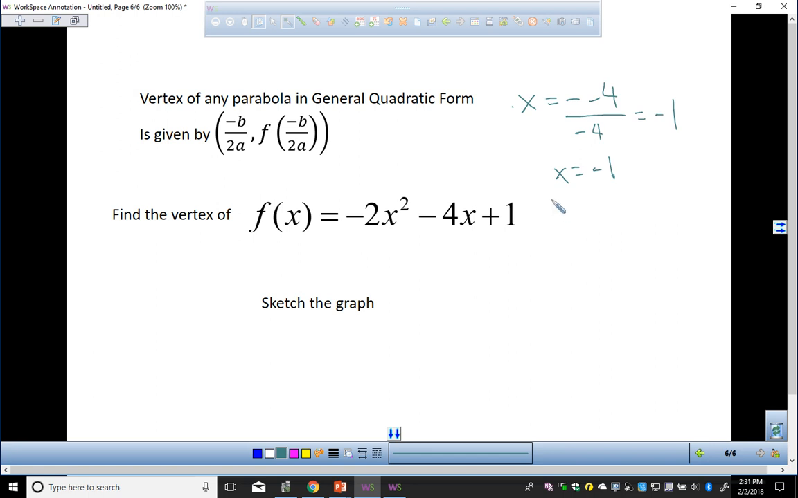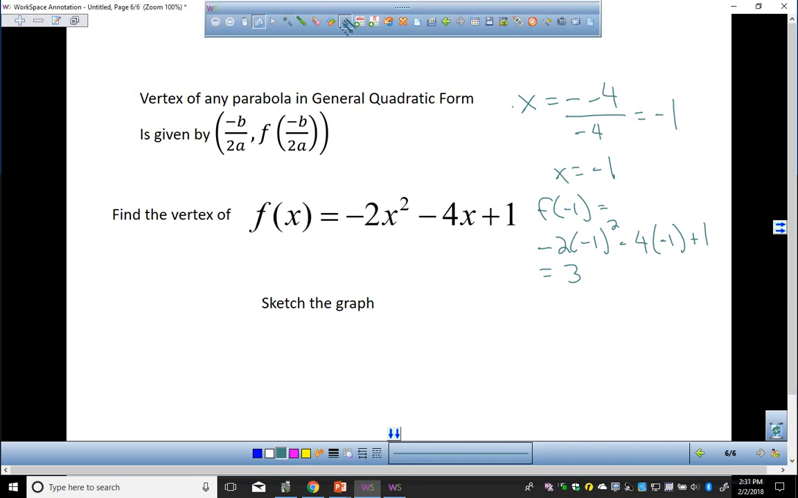And then to find f of negative 1, I plug that in there and I get negative 2 times, don't forget to take this and then square it. Don't multiply it by the negative 2 first and then square it. First you square it and then you multiply by negative 2. Then you multiply negative 4 times negative 1, and then you add 1 to it. And what do I get out when I do that? 3. Negative 2 plus 4 is 2, plus 1 makes 3. So what that means is I have a vertex.